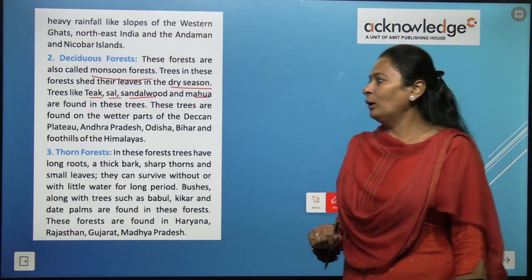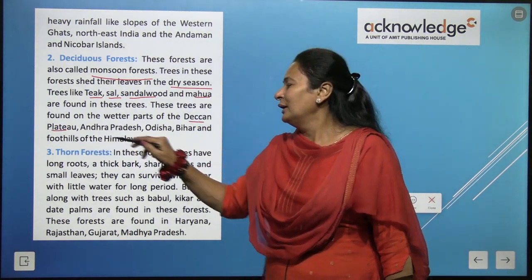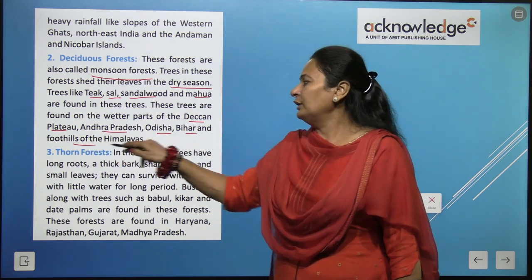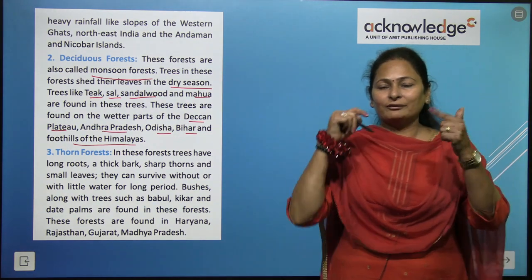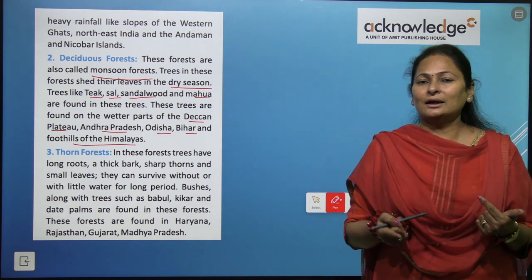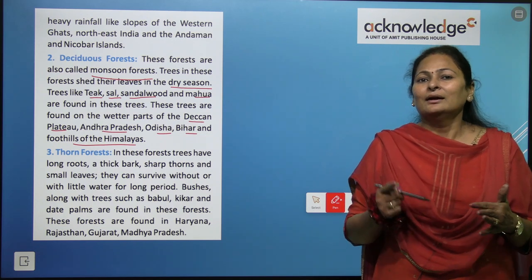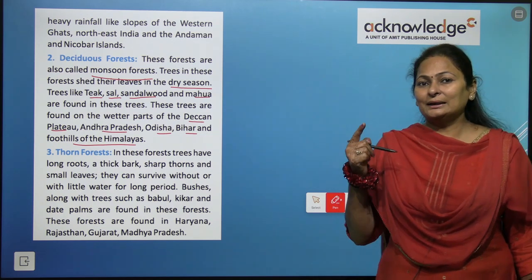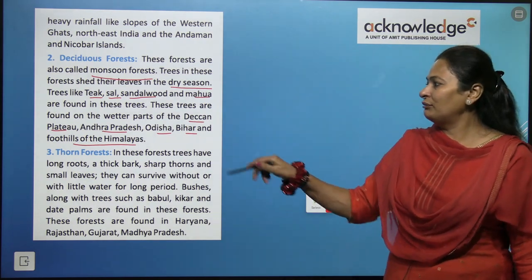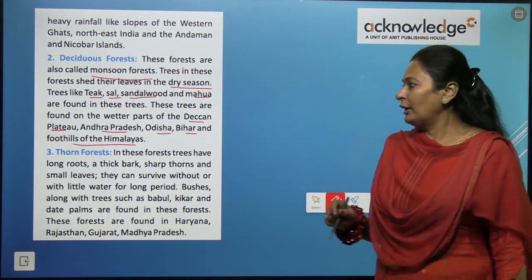These trees are found on the wetter parts of the Deccan Plateau and in states like Andhra, Odisha, Bihar and the foothills of the Himalayas. We have covered the ranges of the Himalayas, right? Foothills of the Himalayas are also called the Shivalik Range. Have you remembered this? Very good. The Greater Himalayas, the Lesser Himalayas and the foothills, that is the Shivalik Range. So you'll find these deciduous forests in the foothills of the Himalayas, right?